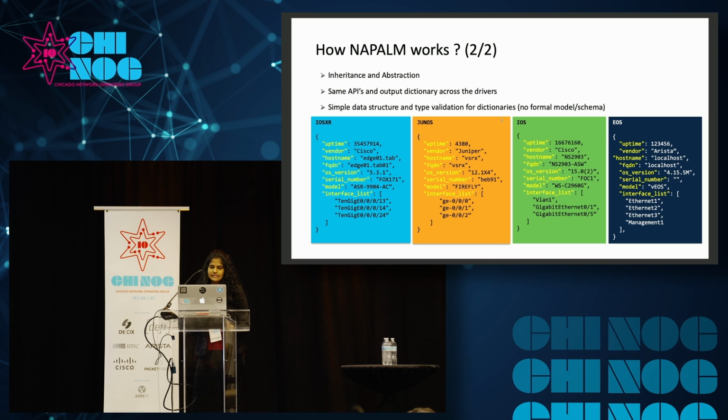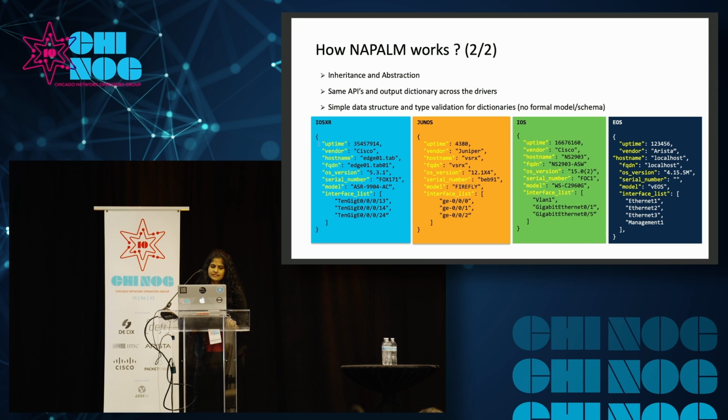So here you can see the output of get facts. Facts is nothing but the main details about the device. As it is inheriting from the base class, the output structure is going to be the same across the operating systems. As you can see here, there's output of get facts of iOS XR, and it returns a dictionary with the key and value pair.